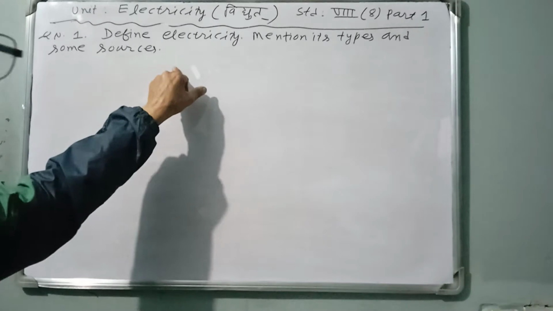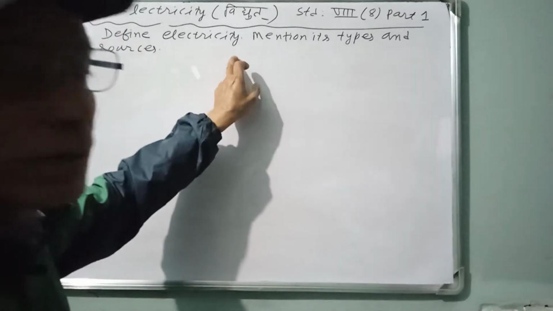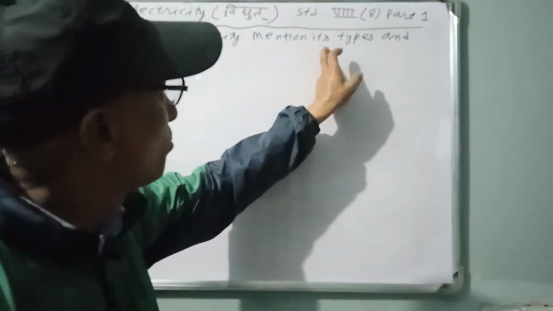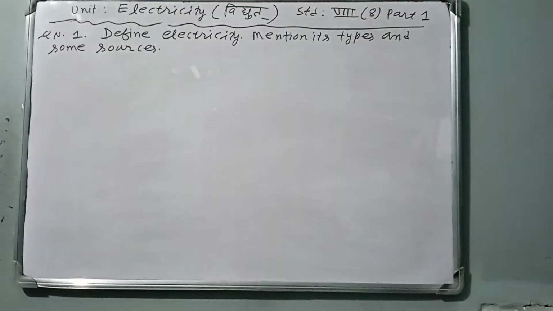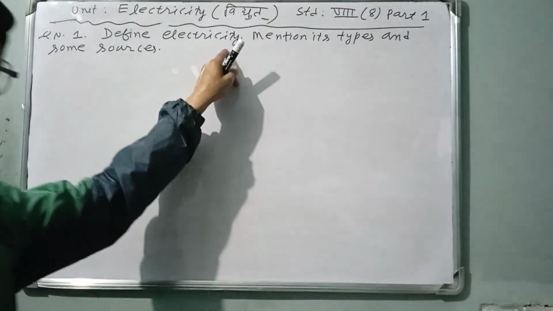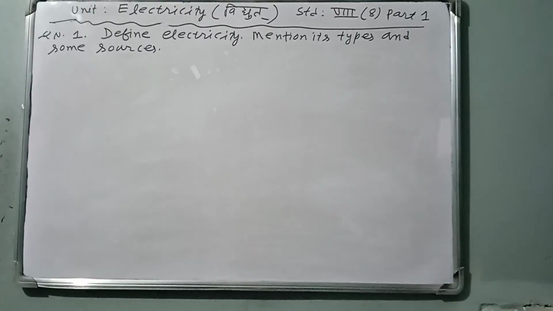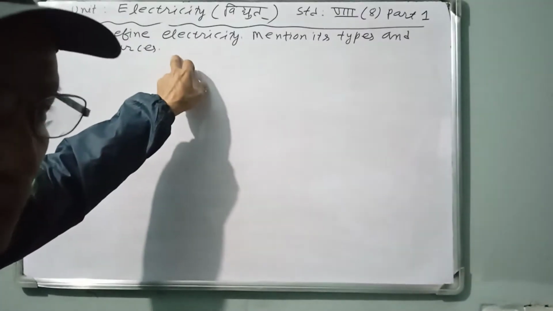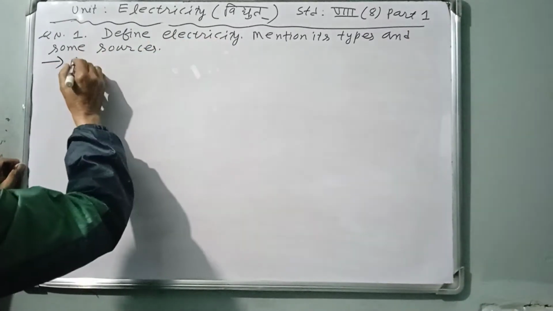Question number 1, very simple question. I'll start from a very simple question. Define electricity. Mention its types and some sources. What is electricity? How many types of electricity are there? And what are the main sources of electricity? It is also related to class 7 and 9. All can study.